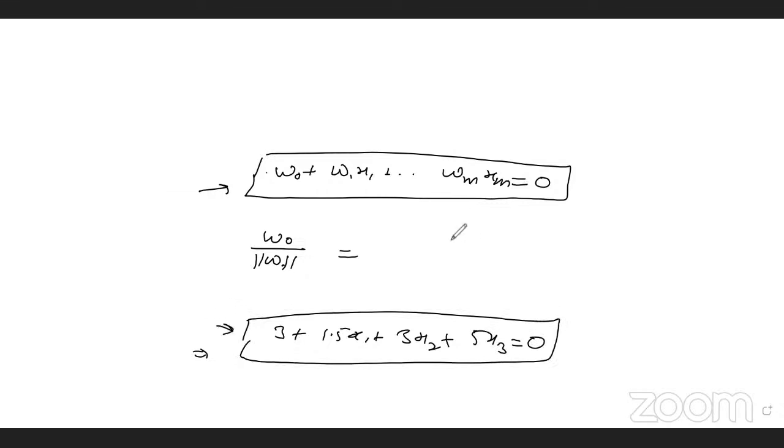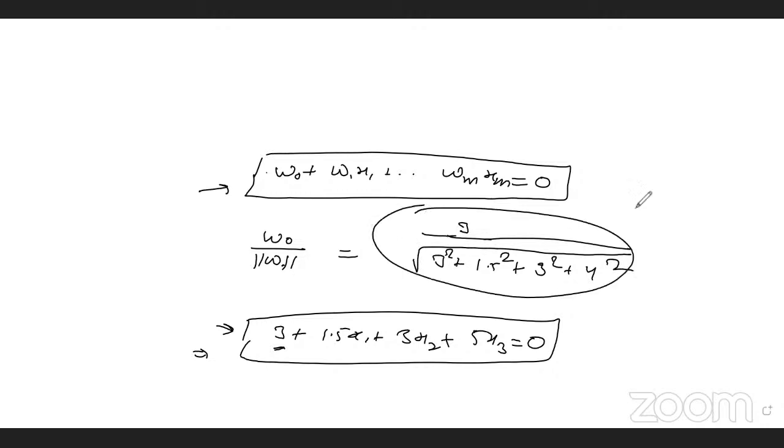So it is going to be W0, which is 3, upon norm of W. What is norm of W? This is the square root of 3 squared plus 1.5 squared plus 3 squared plus 4 squared. This is norm of W, and this is the distance of the hyperplane from the origin.